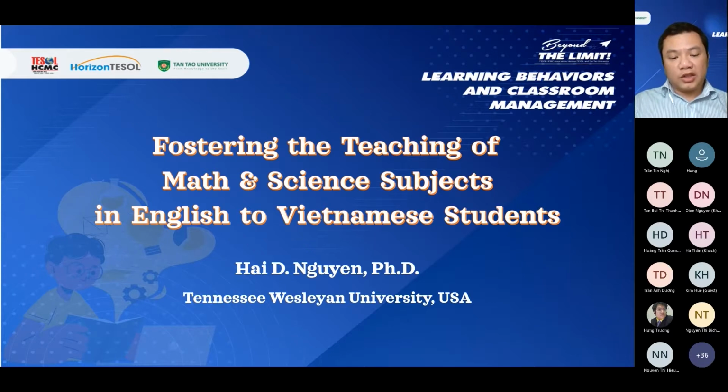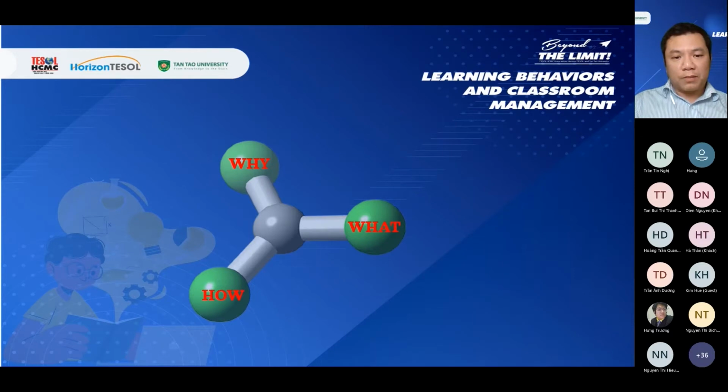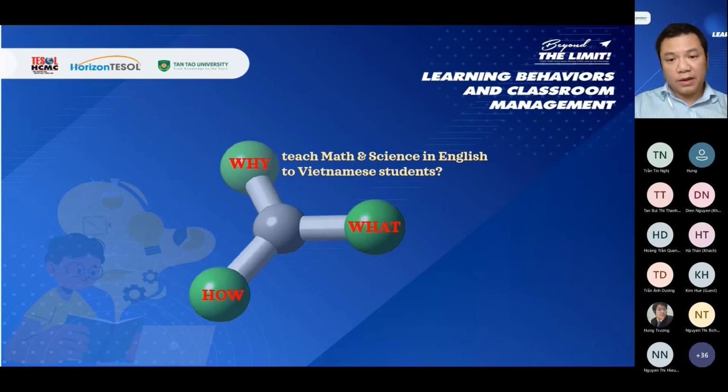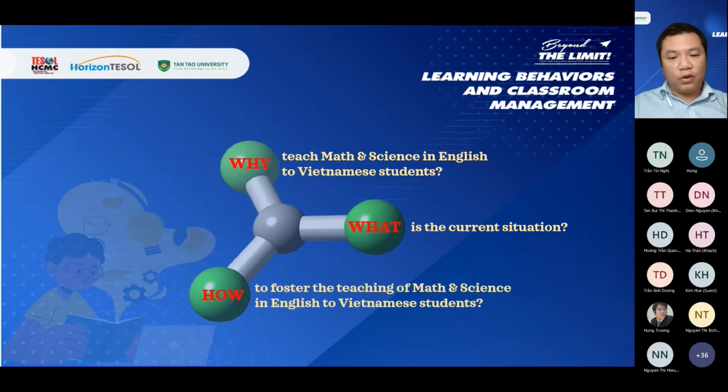Today I'm going to share with you some of my thoughts about this issue and what the TESOL Ho Chi Minh City Association can do to facilitate this process. I will approach my presentation with a three-pronged approach: the why, the what, and the how. For the why, I'm going to discuss why we need to teach math and science in English to Vietnamese students. Then, what is the current situation of this issue in Vietnam right now? And then, how do we foster the teaching of math and science in English to Vietnamese students? These are the three main points of my talk today.